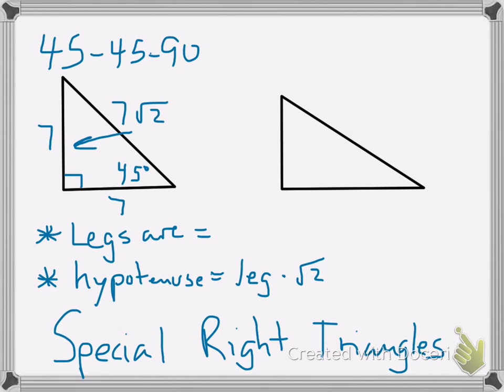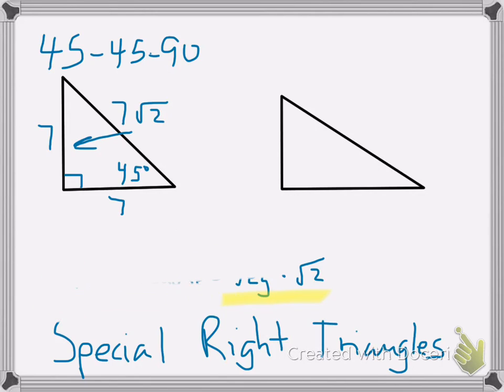All right, so in a 45, 45, 90 triangle, we know these two things to always be true. The two legs are equal to each other, and the hypotenuse is always going to be the length of the leg times the square root of 2. So if we're going from hypotenuse back to the legs, then we would divide by the square root of 2 instead of multiplying by the square root of 2. All right, so that's the 45, 45, 90 triangle.